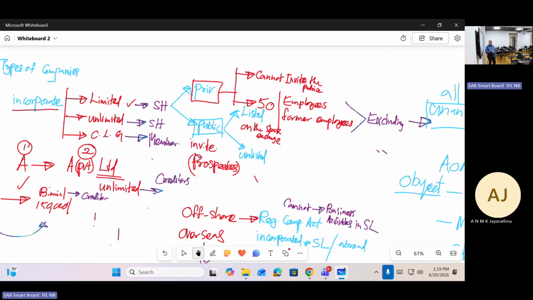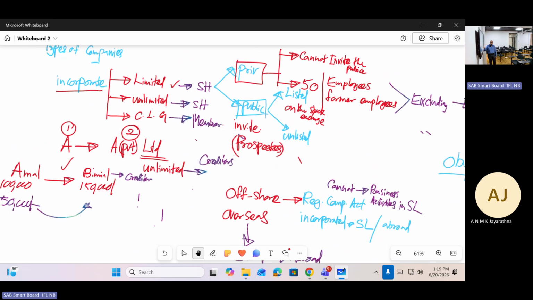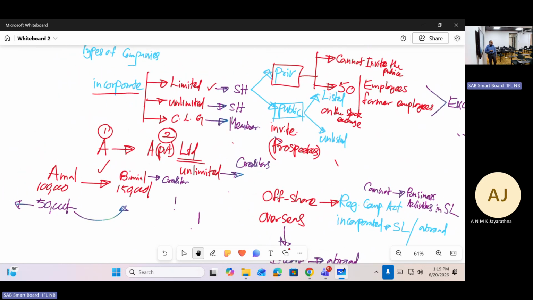Then there is another type, a company limited by guarantee. They don't have share capital. They cannot issue shares, right? When we were considering the articles of association, that topic we mentioned, section 13. Section 13 says a company may set out the articles of association. But if it is a company limited by guarantee, it says the company shall. That is the word, instead of may.